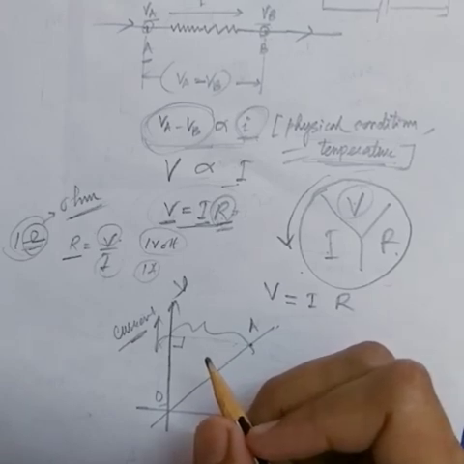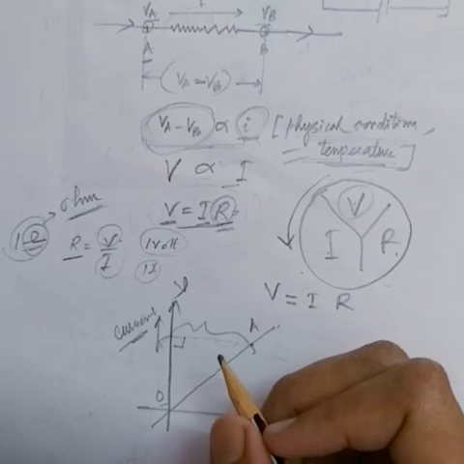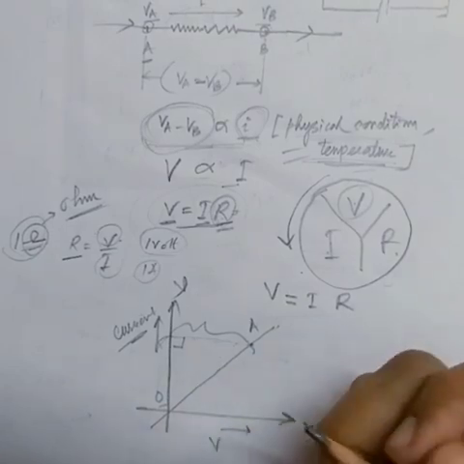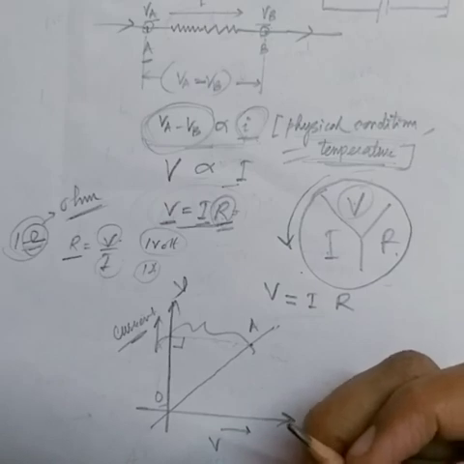Please go through the topic from your book also and try to learn some examples of ohmic conductors and non-ohmic conductors. So thank you, take care.